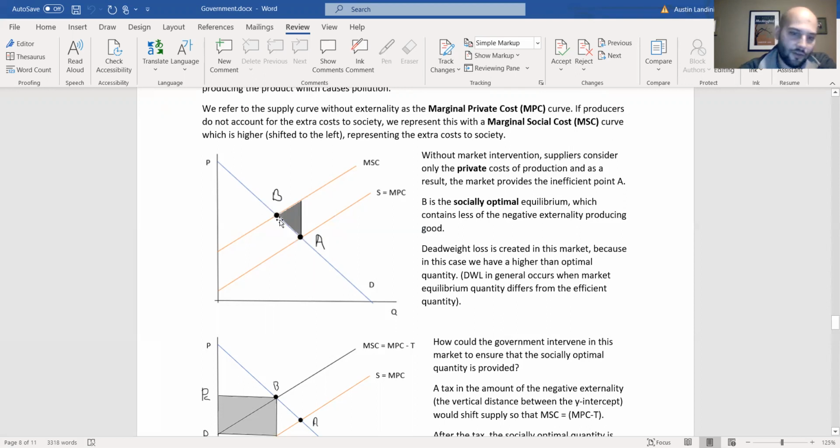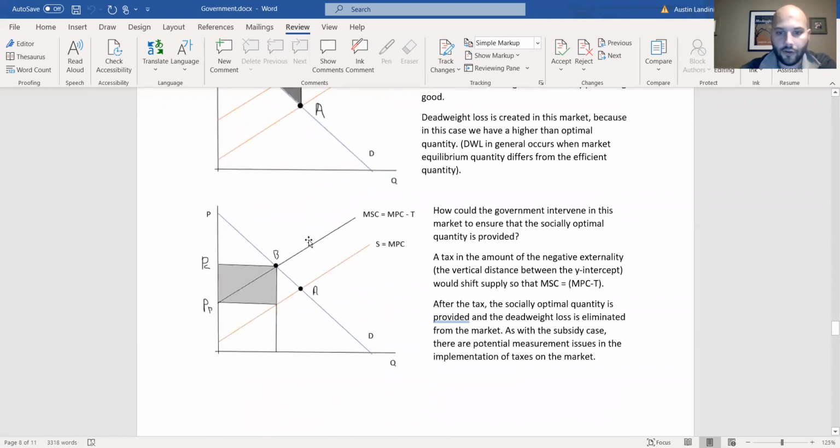Right. So in this case, it's sort of like at equilibrium, we have these consumers consuming, but it would be optimal for them not to be consuming, because doing so and producing these units creates more pollution. So how could the government intervene in this case to make sure that the socially optimal quantity is provided?